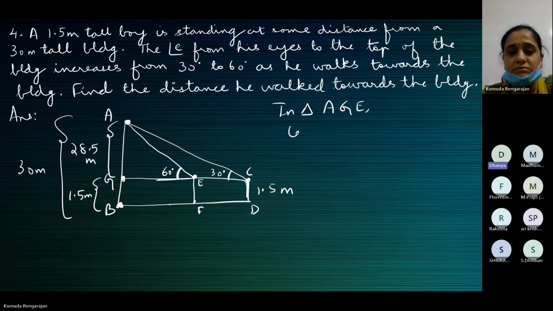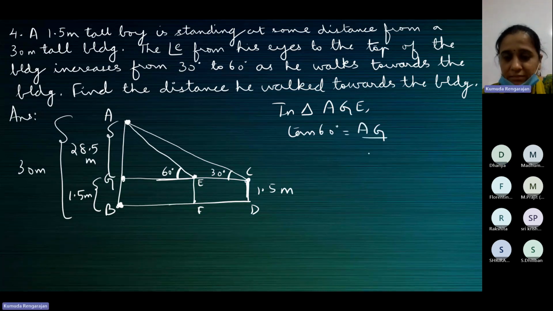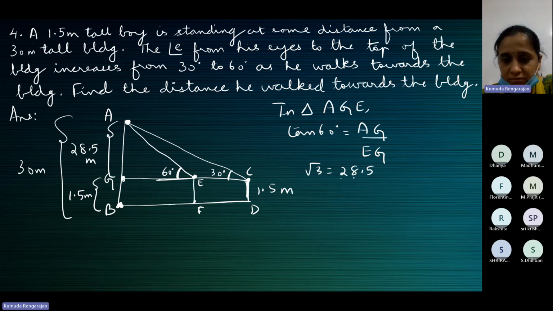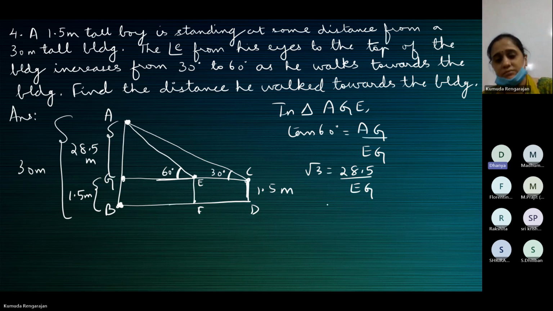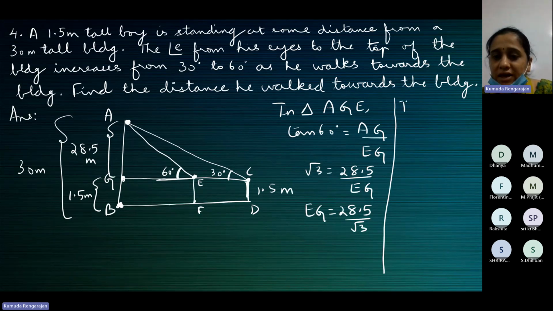In triangle AGE, tan 60 is equal to AG by EG. Tan 60 is equal to root 3. Root 3 is equal to 28.5 by EG. EG is equal to 28.5 by root 3. We'll come back and rationalize if we need to. For now, we'll just leave it like this.